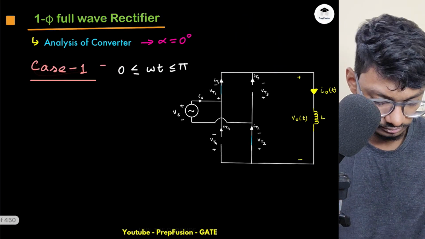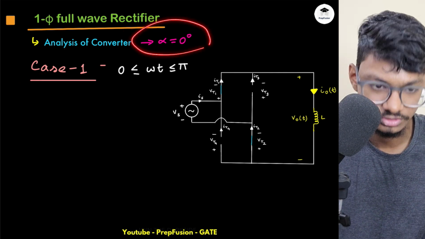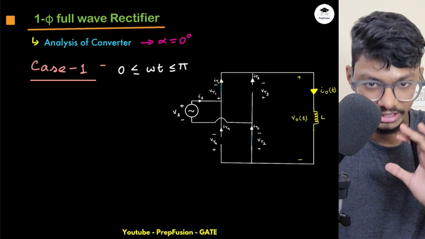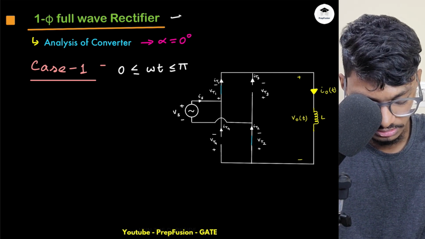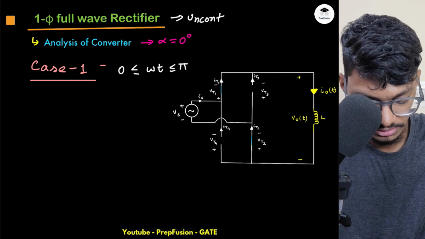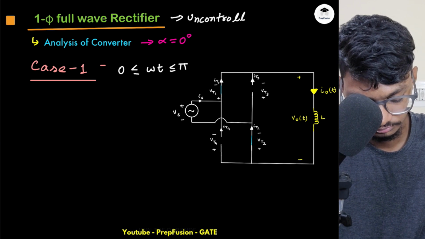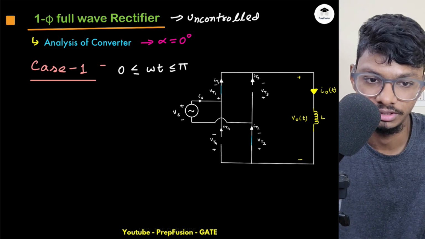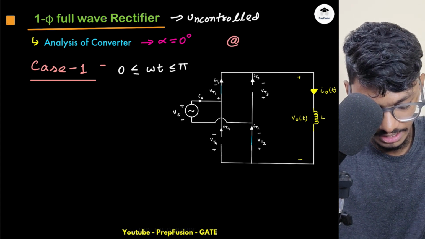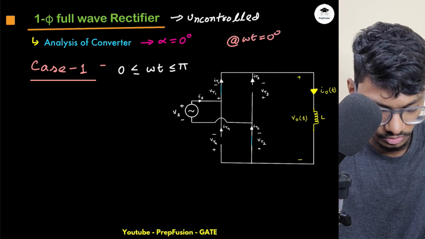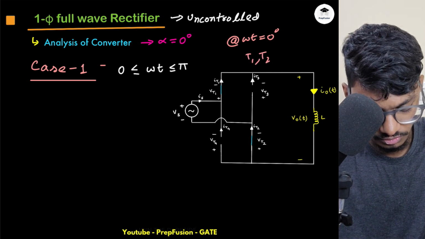Now let's start with this. Let's analyze the converter at alpha equals 0. I'm analyzing this as part A, that is, the uncontrolled case. Now at omega t equals alpha, that is omega t equals 0, the SCR is triggered. So this is just like a diode. T1, T2 are triggered.